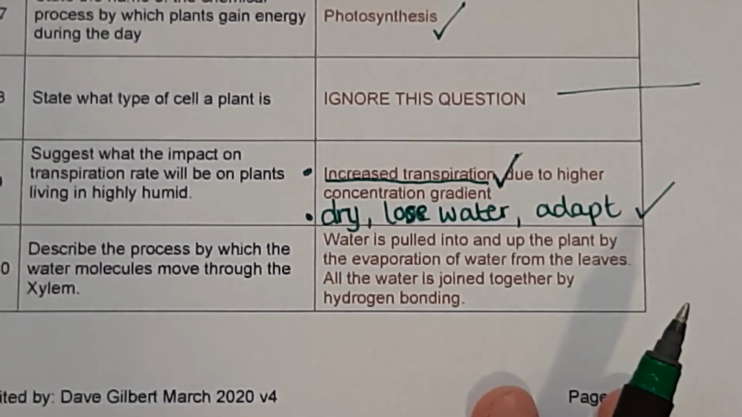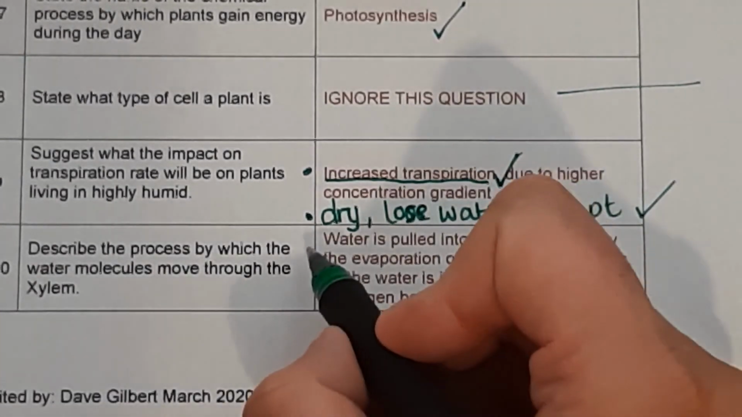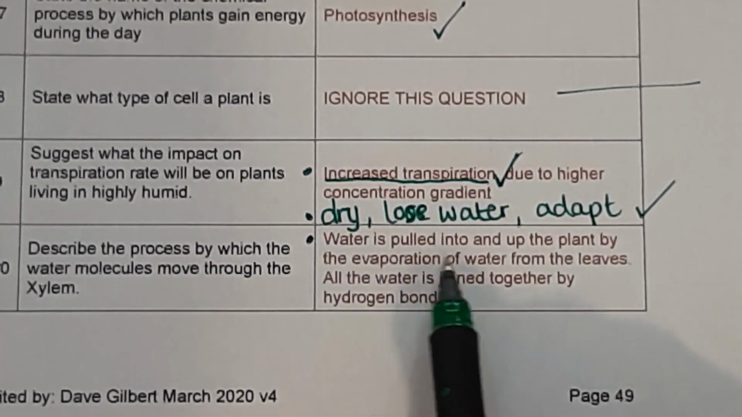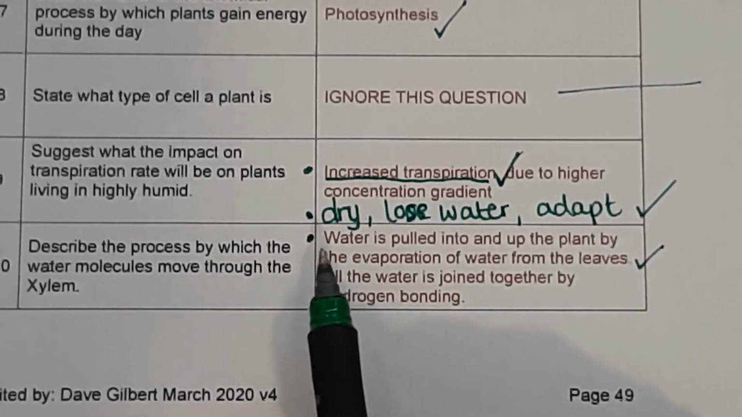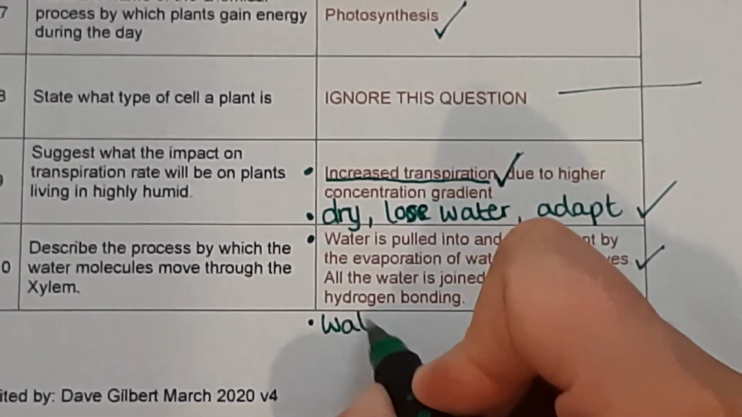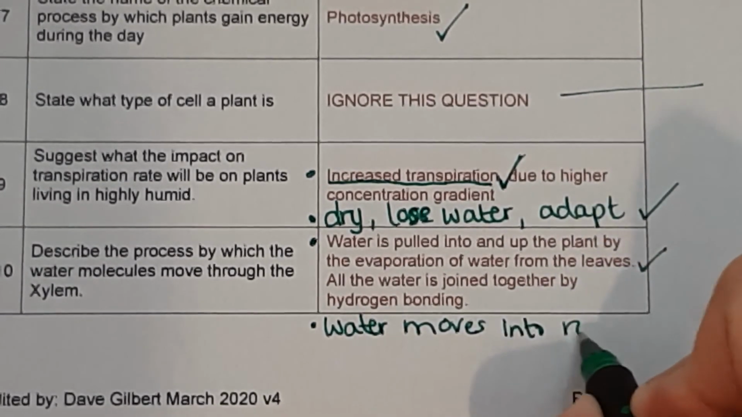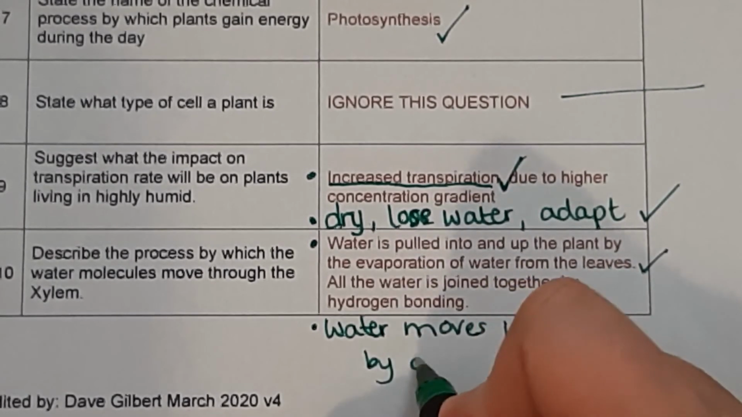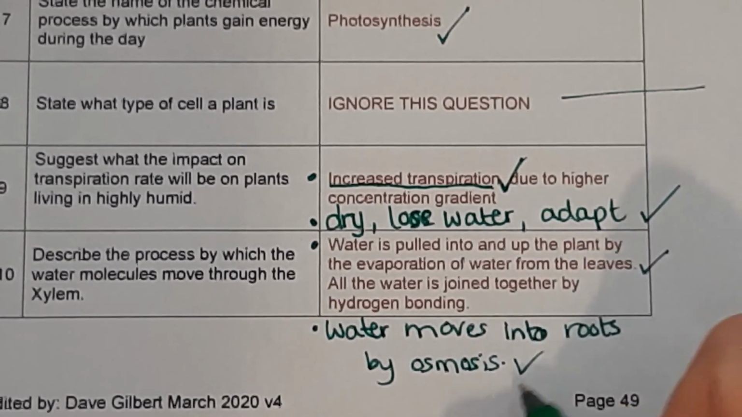Question 10. Describe the process by which water molecules move through the xylem. There are loads of ways of answering this question, because there's a lot to say. First of all, the first mark is for saying that water is pulled into and up the plant by the evaporation of water from the leaves. You may also say that water moves into the roots by osmosis. I'm going to write that at the bottom because that's worth a mark.